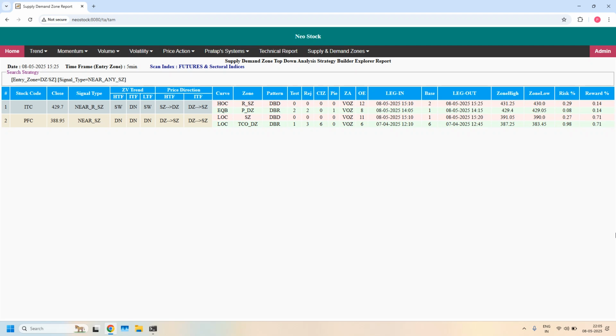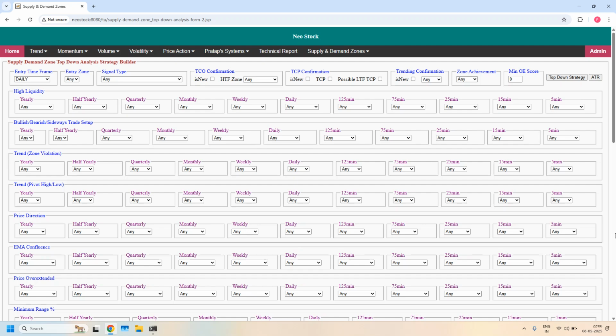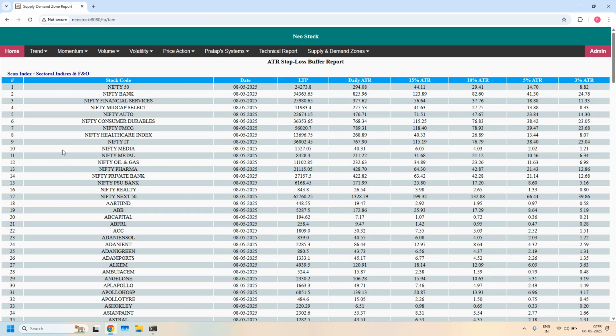So this is about finding the stocks near demand and supply zones in different time frames, and also weekly and above time frames, price closed inside the zones also we generated, including EMA Confluence. Okay, in the final report, let us generate stop buffers based on daily ATR. First 17 in this list are indices, remaining all are equity stocks. Scrolling the list down, any stock you want to refer, pause the video.